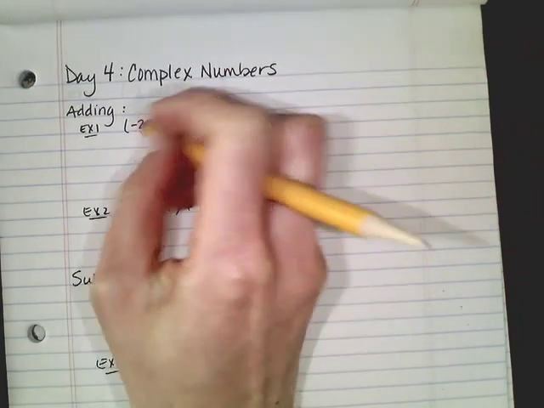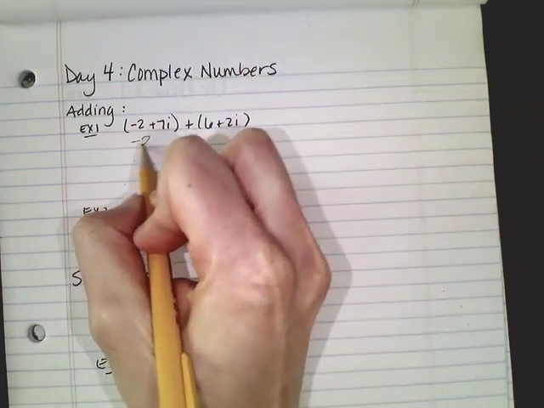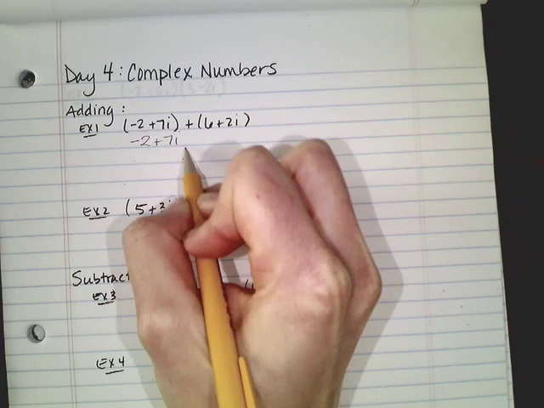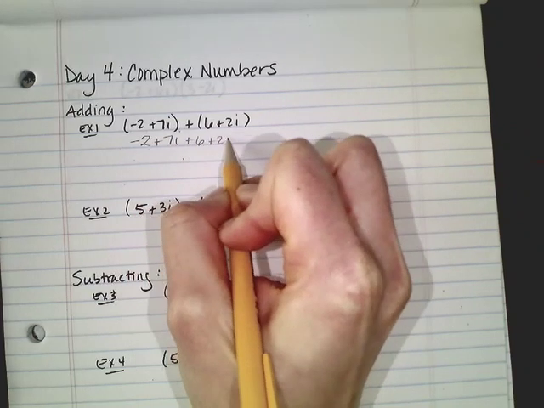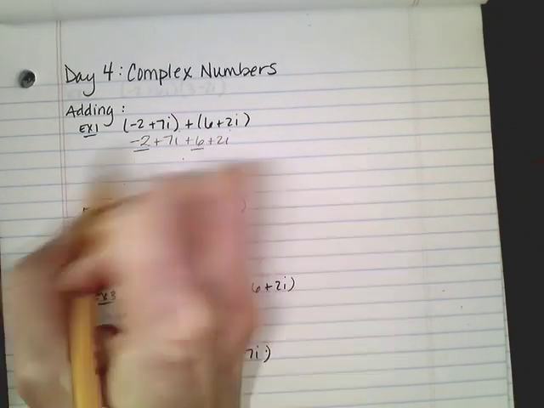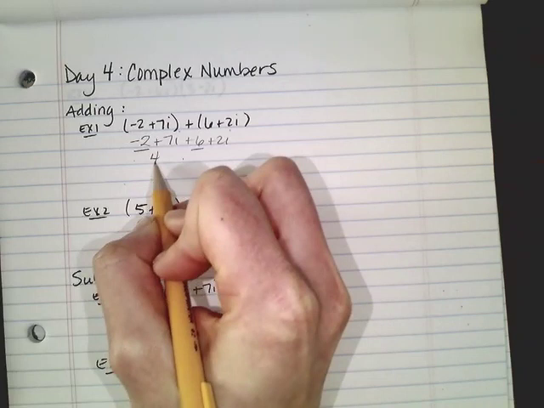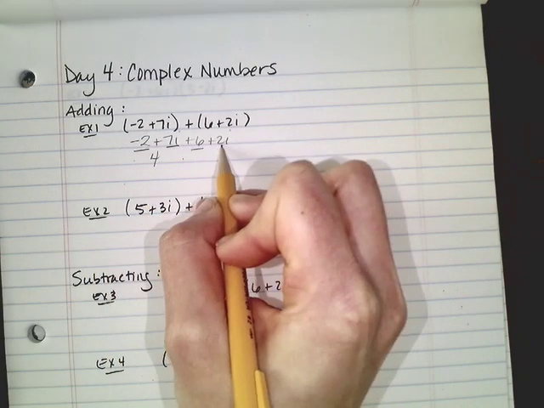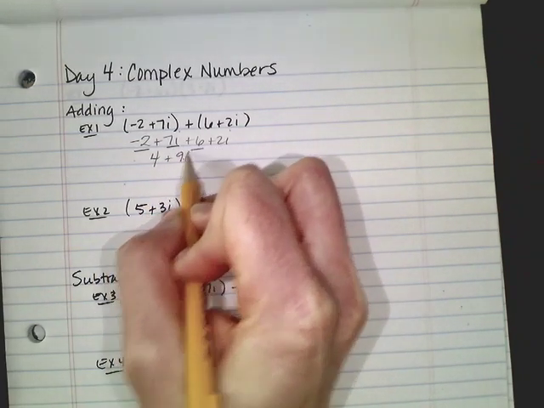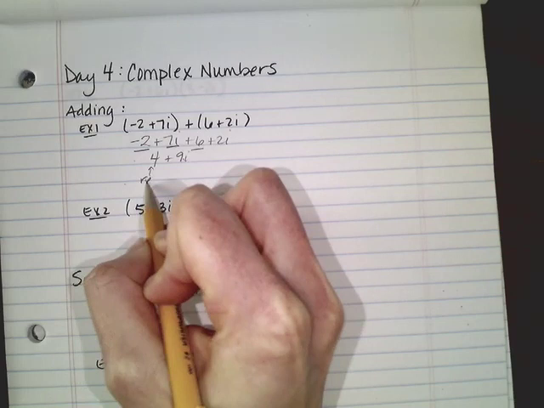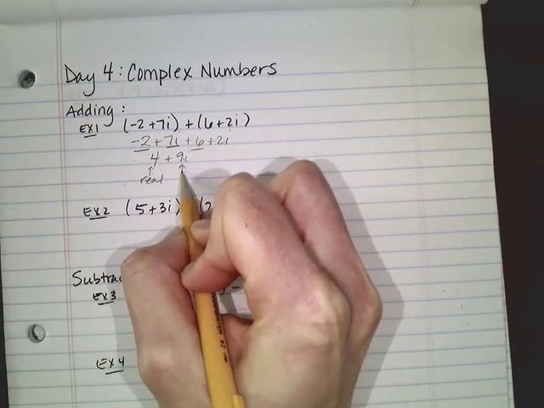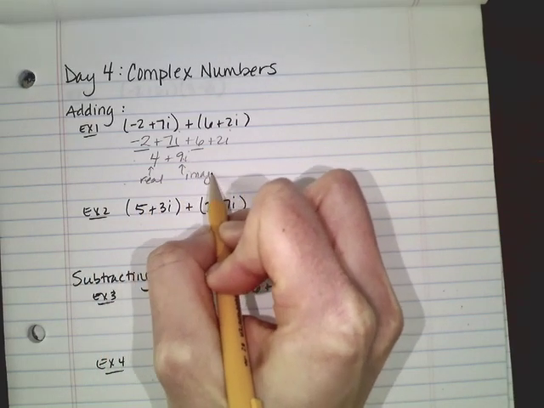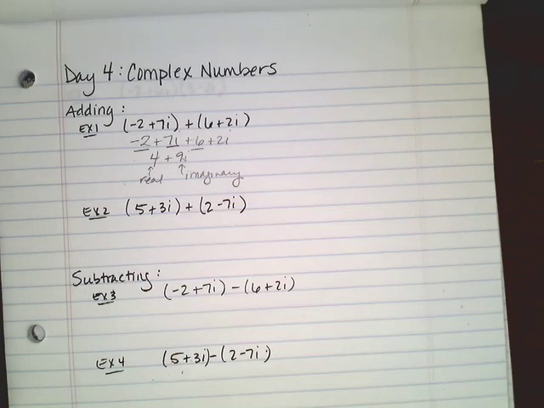So you could rewrite this as -2 plus 7i plus 6 plus 2i. Identify your like terms, so that's 4. And 7 plus 2i is plus 9i. We say that the 4 is the real part and the 9 is the imaginary part. Okay?